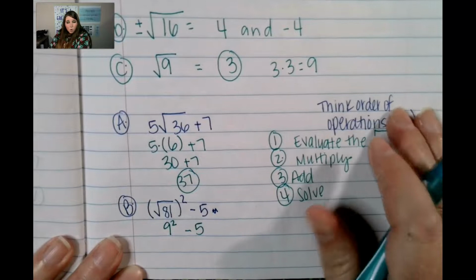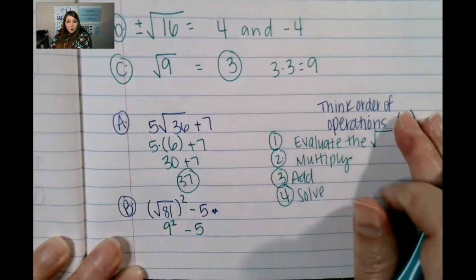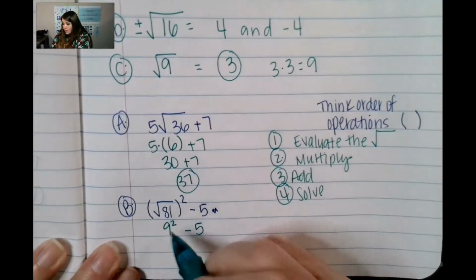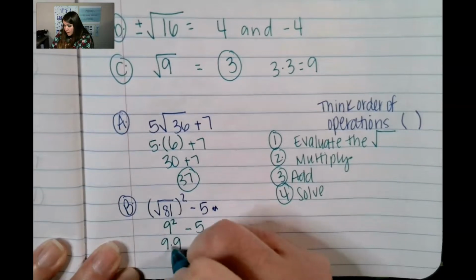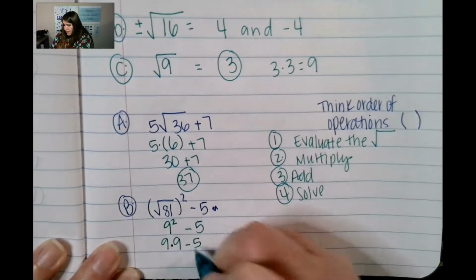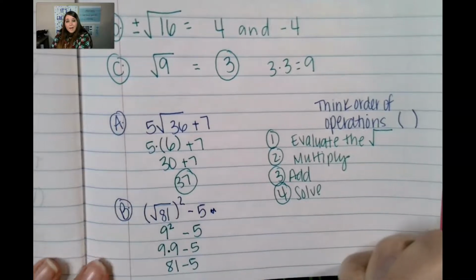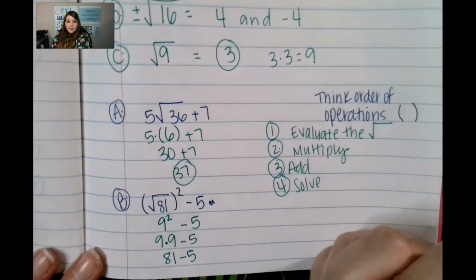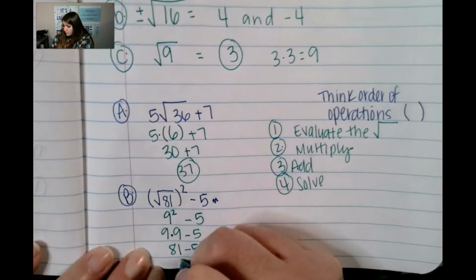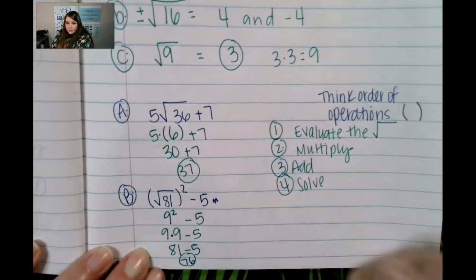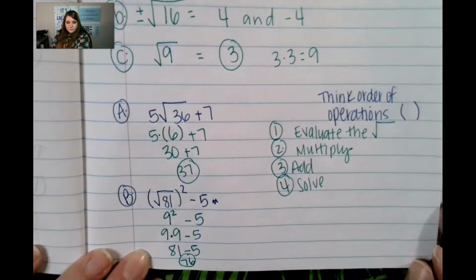Again, I'm thinking order of operations. I know what comes next. So this means 9 times 9 minus 5, which is 81 minus 5. Why they had us do 81 again, I have no idea. So my answer then is 76.